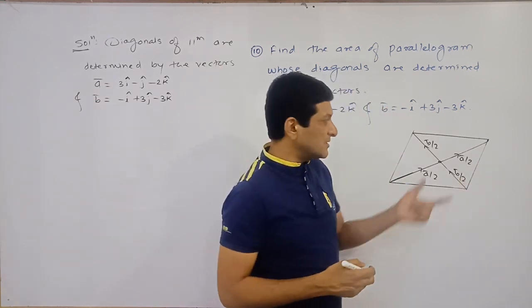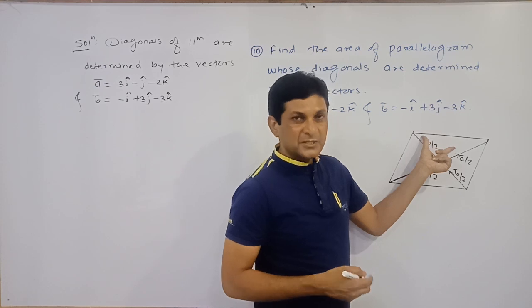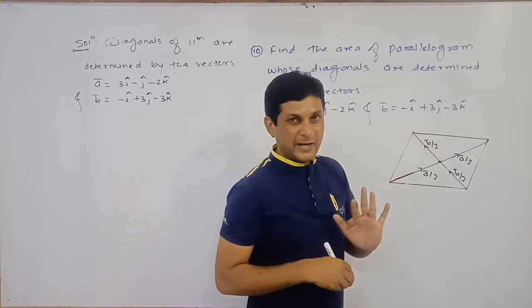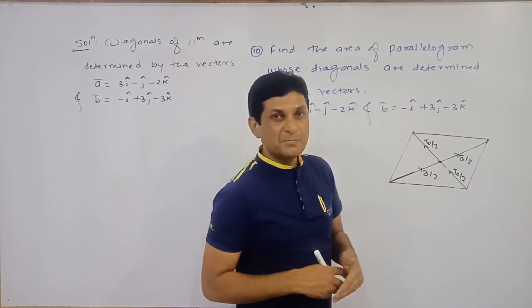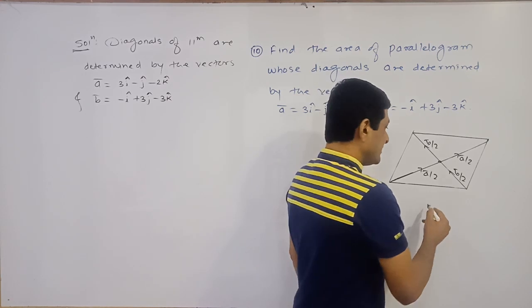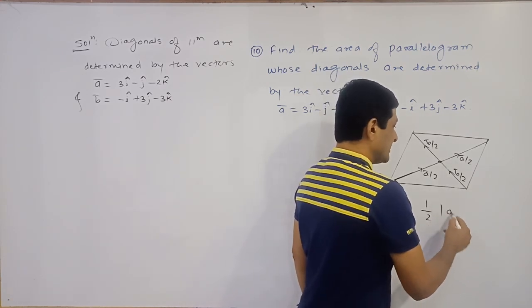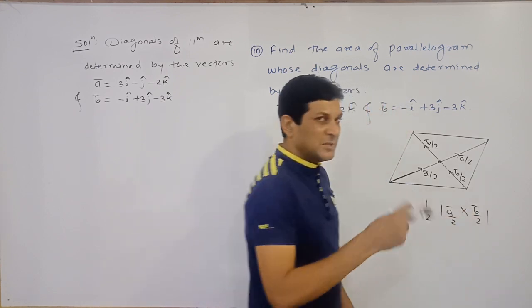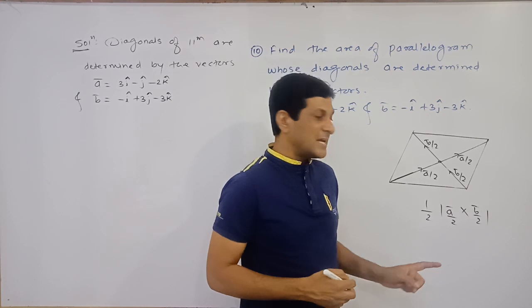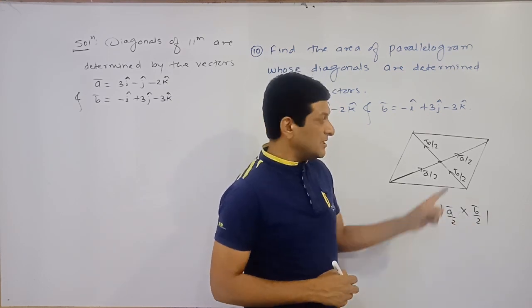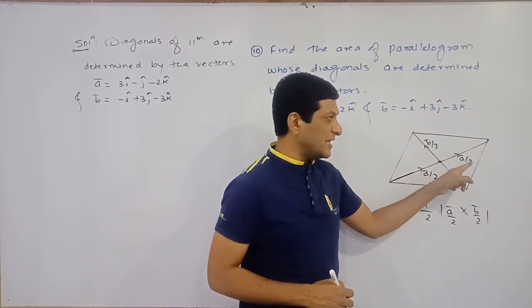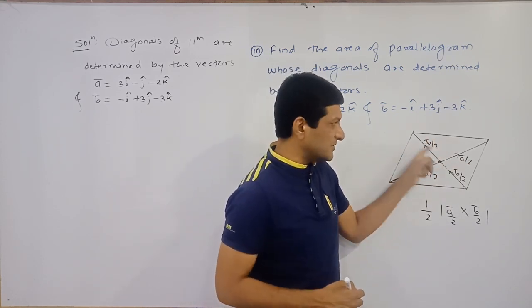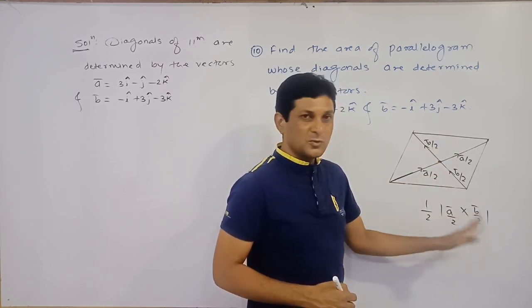Now, if we consider this first triangle, two sides of the triangle are represented by A bar by 2 and B bar by 2. And if two sides of a triangle are represented by two vectors, the area of that triangle is equal to half the magnitude of their cross product. If A bar and B bar represent sides of a triangle, the area is half A bar cross B bar. But here the sides of the triangle are represented by A bar by 2 and B bar by 2. That's why the area of this triangle is equal to half the magnitude of A bar by 2 cross B bar by 2.